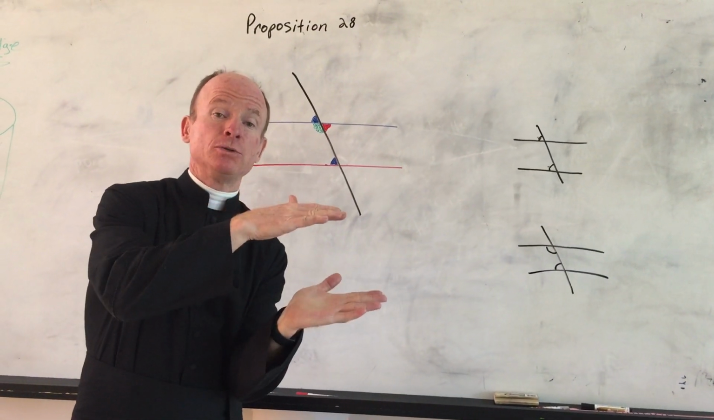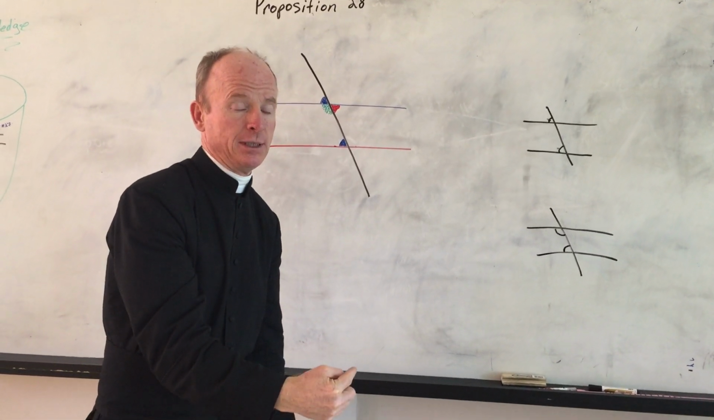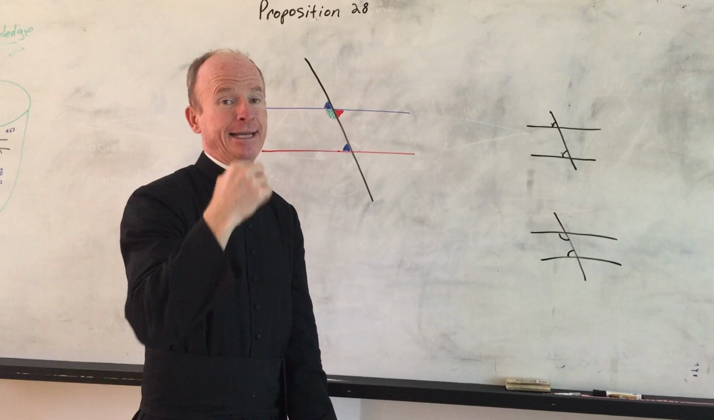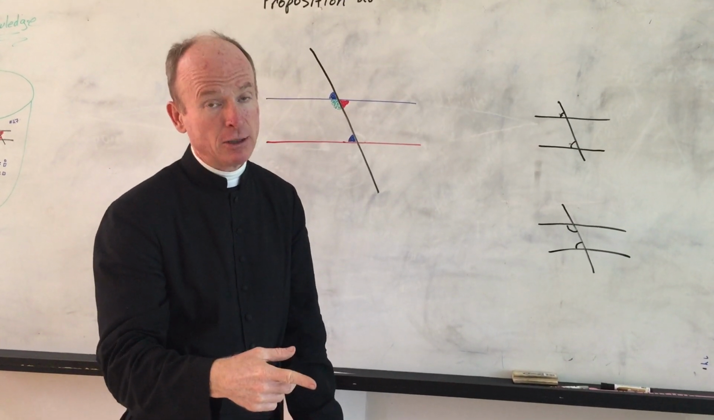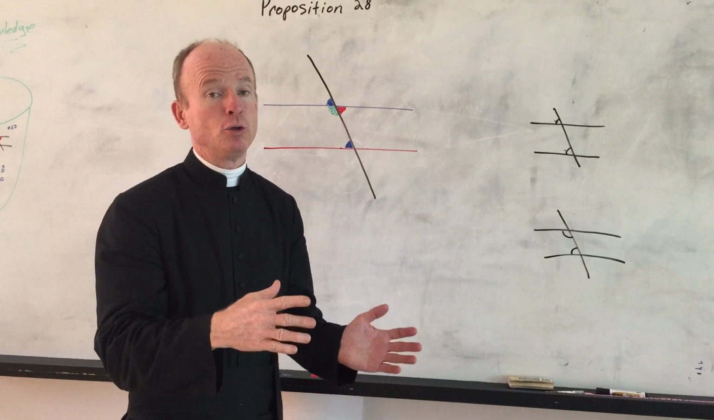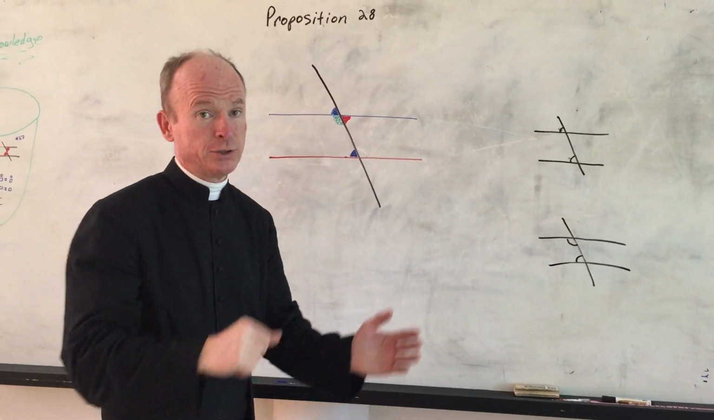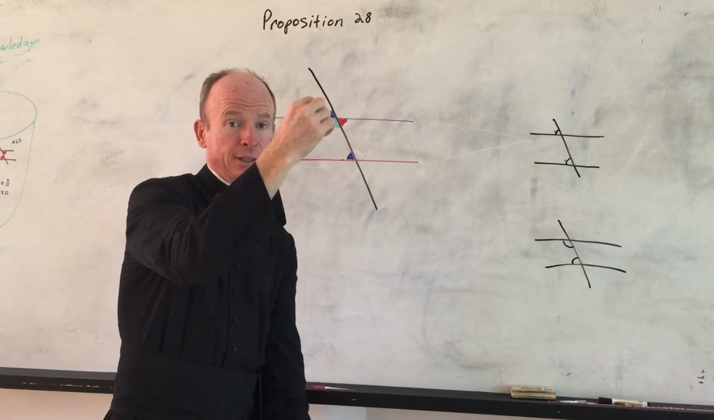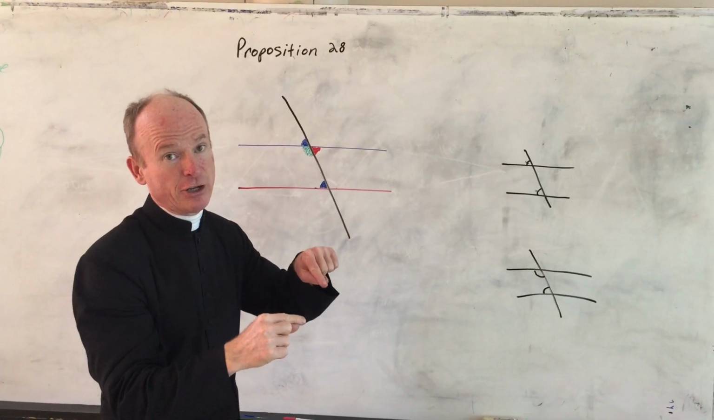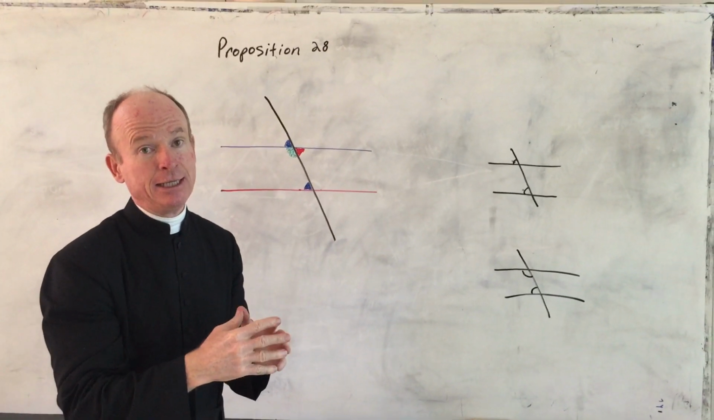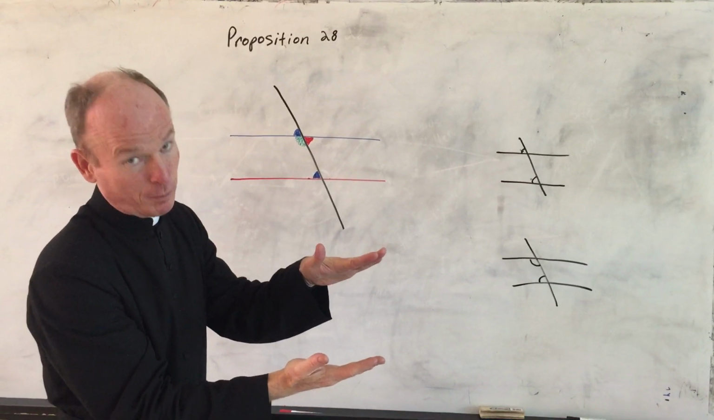If there be two straight lines, and a straight line falling upon those two straight lines, creating an exterior angle equal to the opposite and interior angle on the same side, those two straight lines are parallel. Also, if there be two straight lines and a straight line falling upon them, creating the interior angles on the same side equal to two right angles, those two straight lines are parallel.